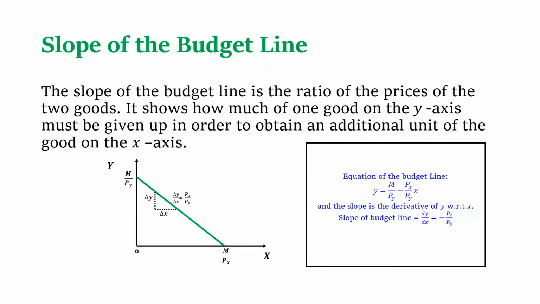So the slope of the budget line is negative. That's a negative slope, because if you look at this, you see that it has a negative slope downwards from left to right.